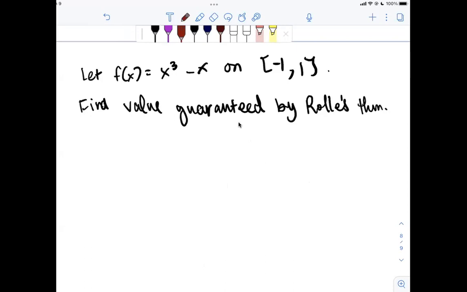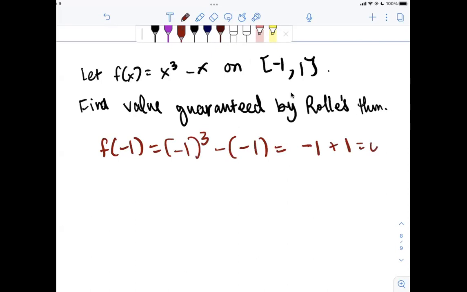All right, let's discuss it. So first, to know that Rolle's theorem applies, we need to check that the values of f on the endpoints are the same. So f of -1 equals (-1) cubed minus -1, which is -1 plus 1, which is 0. And f of 1 is 1 cubed minus 1, which is 1 minus 1, which is also 0. So we can use Rolle's theorem. There is going to be some value between -1 and 1 where f prime of x is 0.